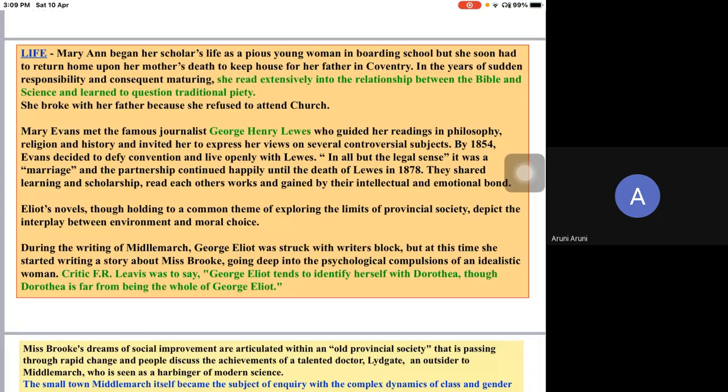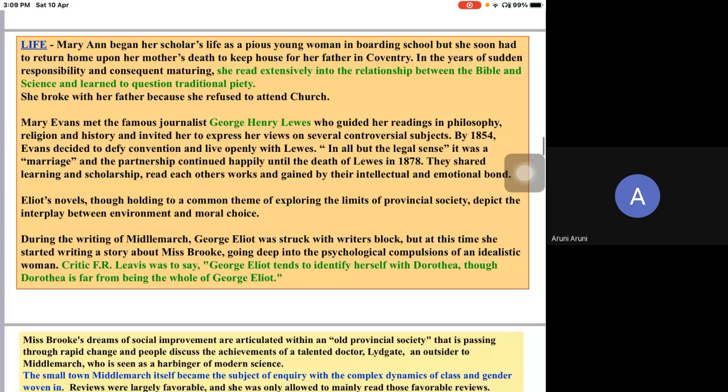Now, during the writing of Middlemarch, George Eliot was struck with writer's block. But at this time, she started writing a story about Miss Brooke, going deep into the psychological compulsions of an idealistic woman. That is our heroine, Dorothea Brooke. Critic F.R.